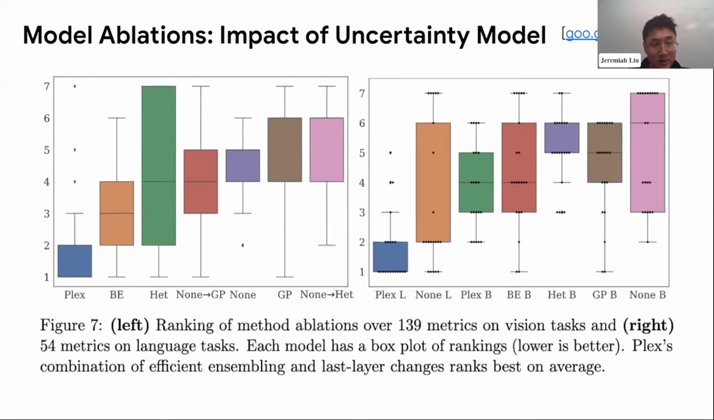So we're comparing Plex, which is a batch ensemble plus a heteroscedastic layer or GP, versus other simpler model variants. For example, batch ensemble only, that will be the BE, or only with the heteroscedastic layer, or the non-GP variant, which means we just take a deterministically pre-trained checkpoint and put the GP on top of the model at fine-tune time, or just making no changes at all. So what we see, aggregating all tasks, is that the Plex model is consistently ranked highest among all the other variants.